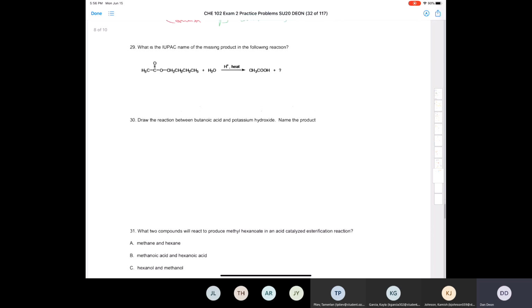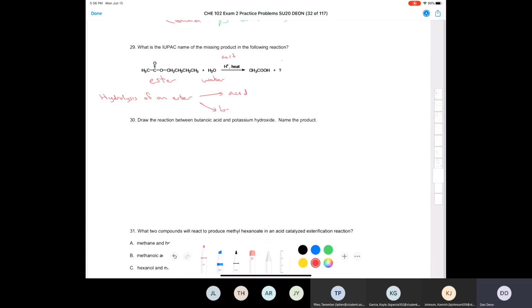Number 29, what is the IUPAC name for the missing product from the following reaction? Look, we're taking an ester, we're treating it with water and acid. This is a hydrolysis reaction, right? Hydrolysis of an ester. Hydrolysis of an ester can be done in acid and it can be done in base. When it's done in base, it's got this funky name, which is saponification.